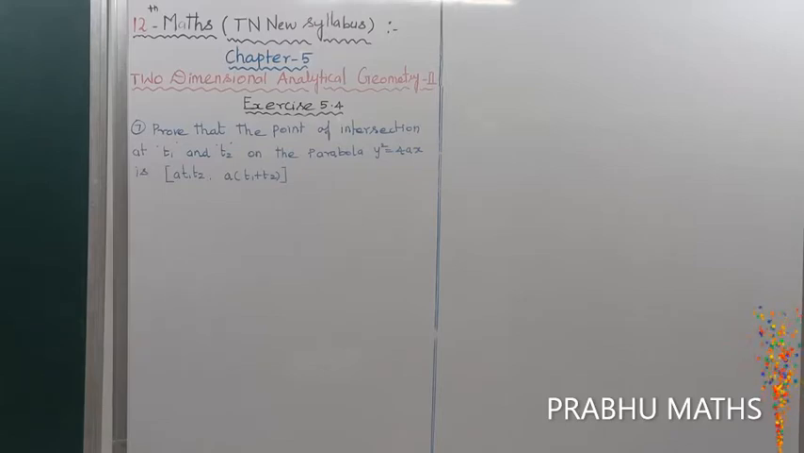First of all, the equation of the tangent at t1 to the parabola y² = 4ax is y t1 = x + a t1². Next, the equation of the tangent at t2 to the parabola y² = 4ax is y t2 = x + a t2². So we get the solution.